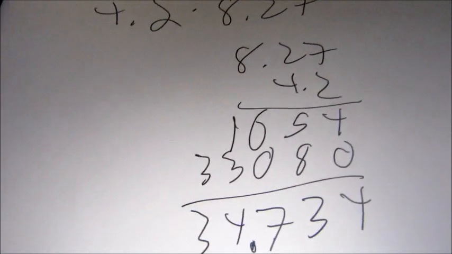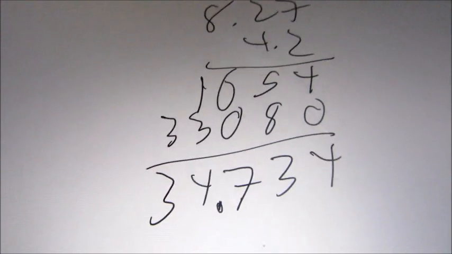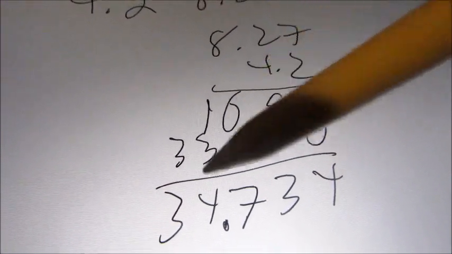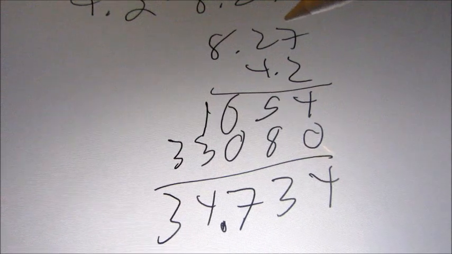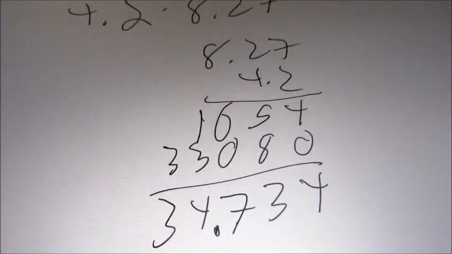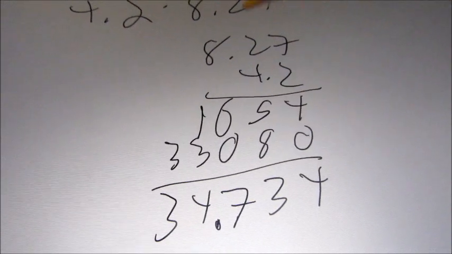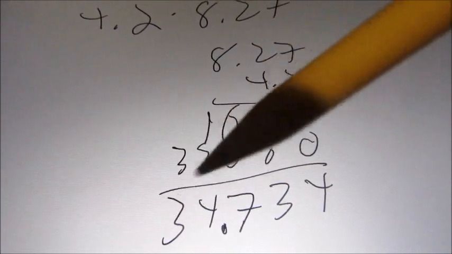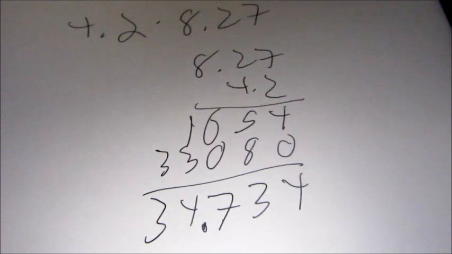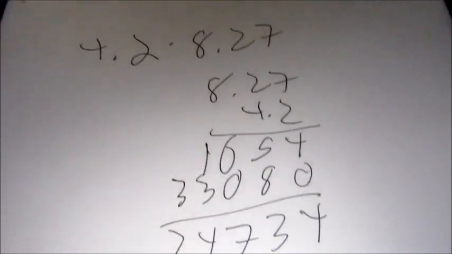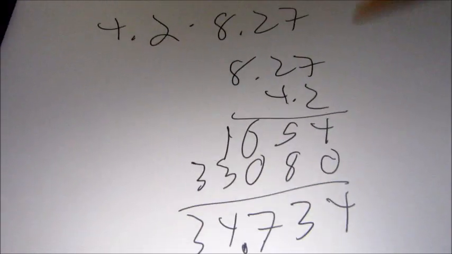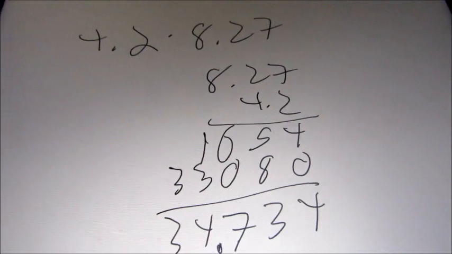A way that we can tell that that is probably going to be right, as long as we did all our calculations right, is if we look at the whole numbers here. 8 times 4 is 32, and both 8.27 and 4.2 are a little bit bigger than 8 and 4, and 34 is a little bit bigger than 32. So as long as we did all of the basic steps right, then we know that we're in the right direction. Okay, so that's for multiplying.